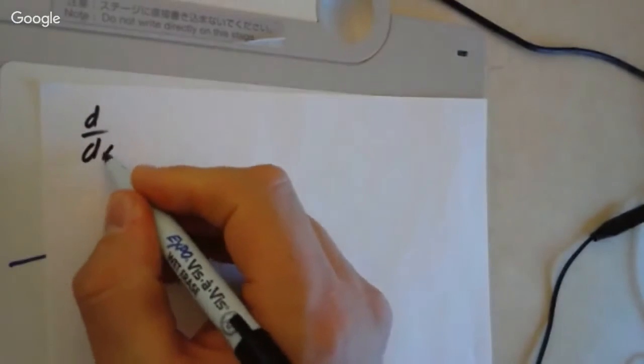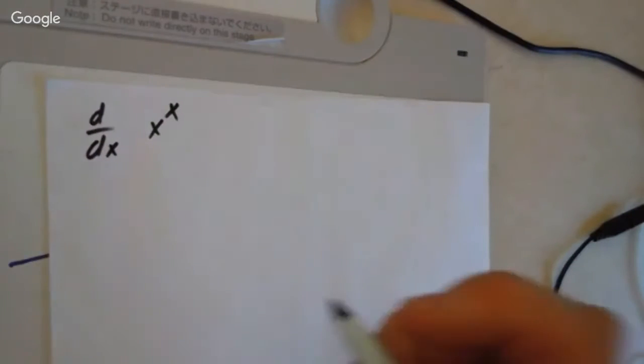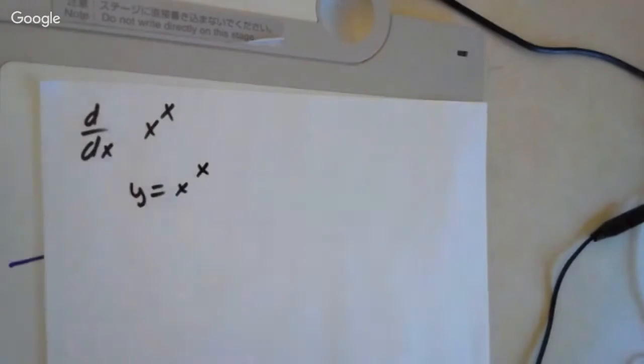I'm not going to lie to you, this is a very attractive math problem. Okay, so we're going to take the derivative of x to the x. In other words, we're going to set this up: y is equal to x to the x.